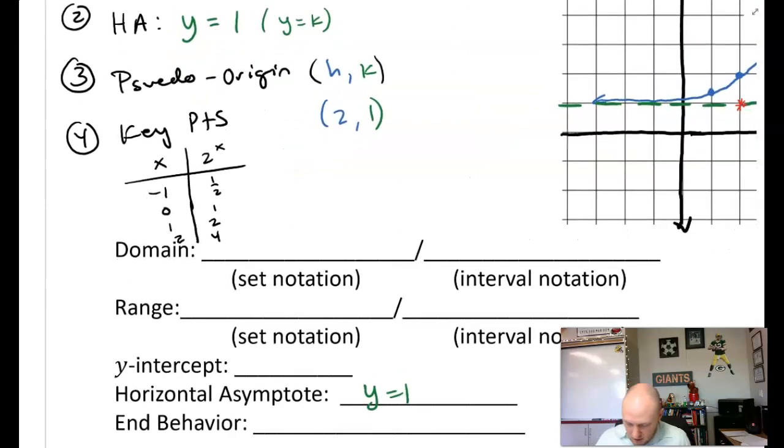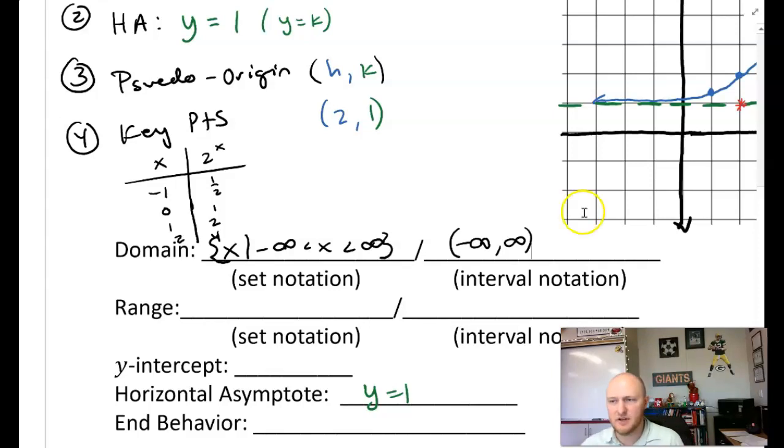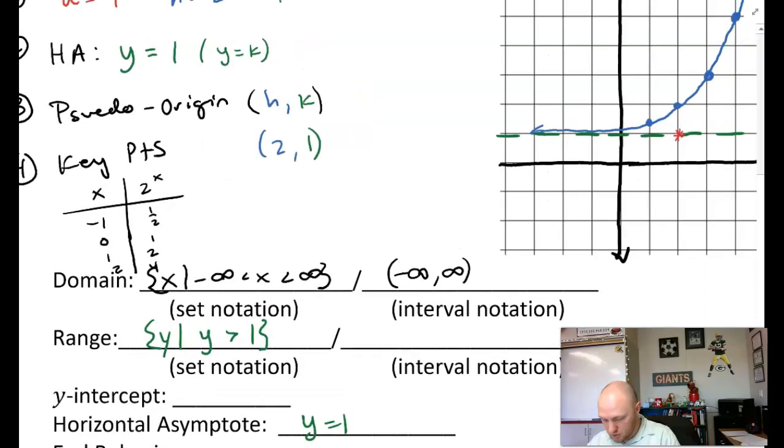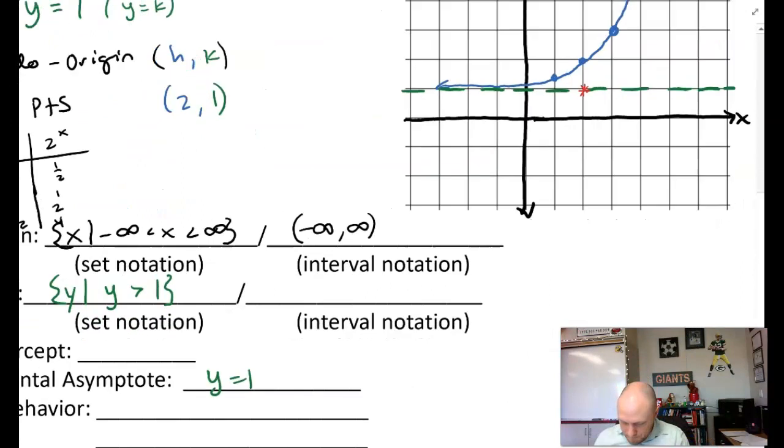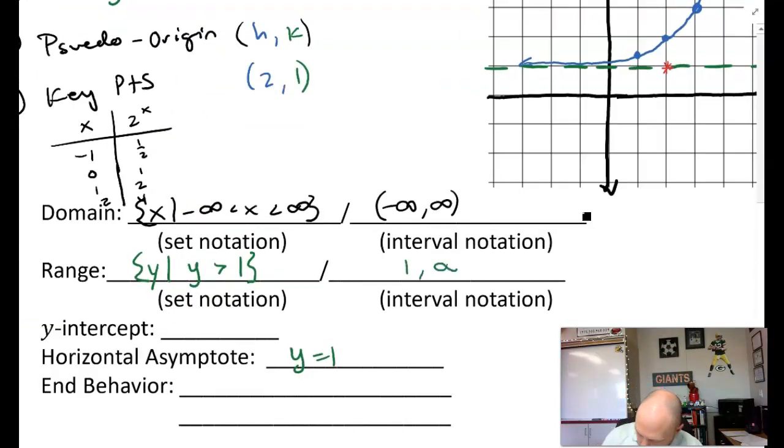As said, our function goes from negative infinity to positive infinity. So negative infinity is less than x, which is less than infinity. And as an interval, that is negative infinity to positive infinity. Our range is going to be all of the y values where y is bigger than 1. Notice that's our horizontal asymptote, and my function is growing. It's getting bigger and bigger and bigger from 1. As an interval, that's going to be 1 to infinity.